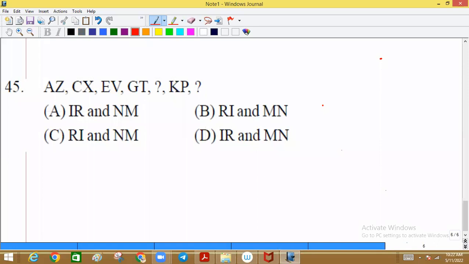What kind of coding? You know, it is opposite coding. A opposite Z, C opposite X, E opposite V, G opposite T, K opposite P. And the options also all are opposite. So let's check this now, the series.